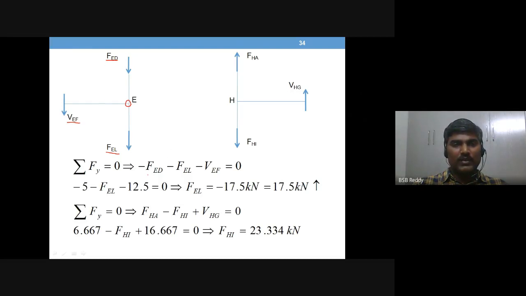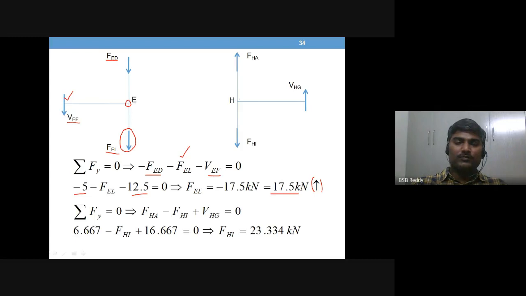So FED, the axial load in column ED, is already known to you, and FEL is to be calculated, and VEF is already known to you, beam shear. So that is 12.5. So finally 17.5 upward is the axial load. Okay, so this direction is to be reversed.